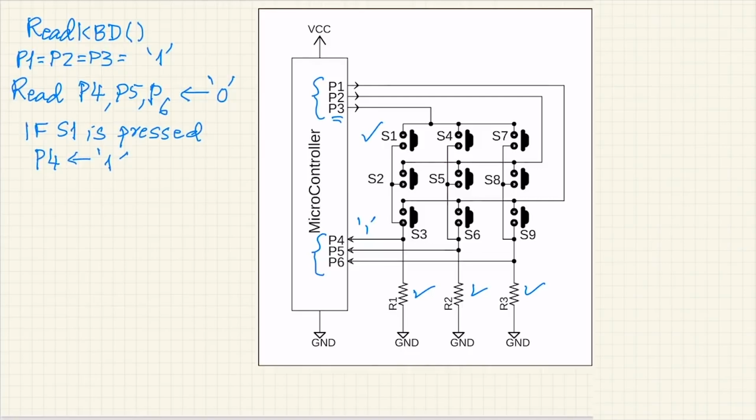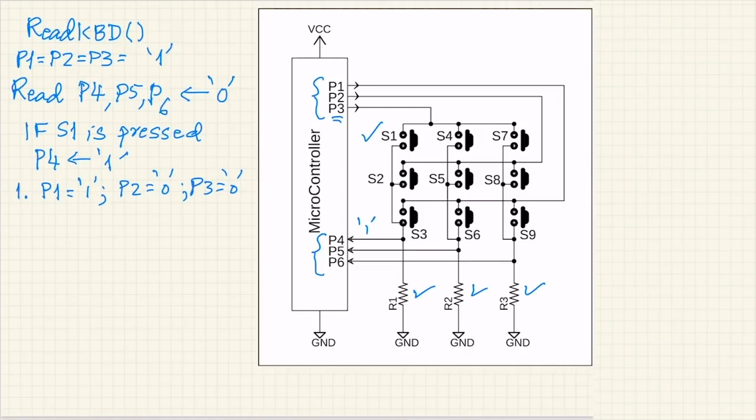And so it must do something to identify what is the reason for P4 getting a value of logic 1. So what it will do is it will go through a sequence of operations. The first operation will be: it will set P1 equal to 1, P2 equal to 0 and P3 equal to 0.